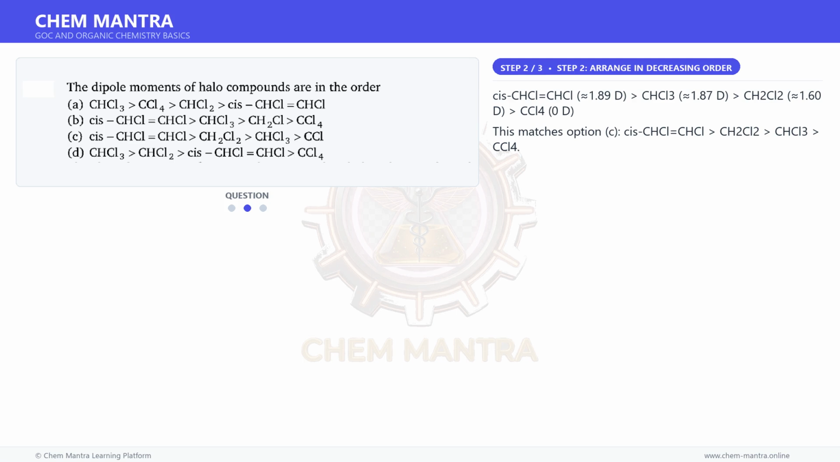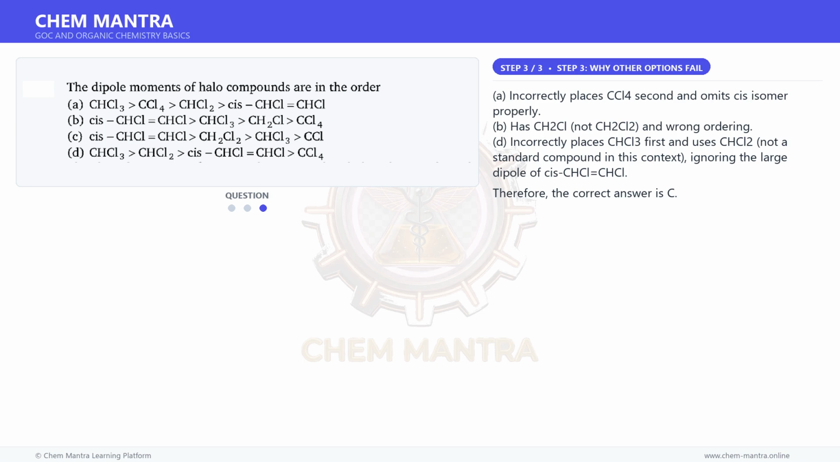cis-CHCl=CHCl 1.89 D, CHCl3 1.87 D, CH2Cl2 1.60 D, CCl4 0 D. This matches the option: cis-CHCl=CHCl > CH2Cl2 > CHCl3 > CCl4. And for the final step.